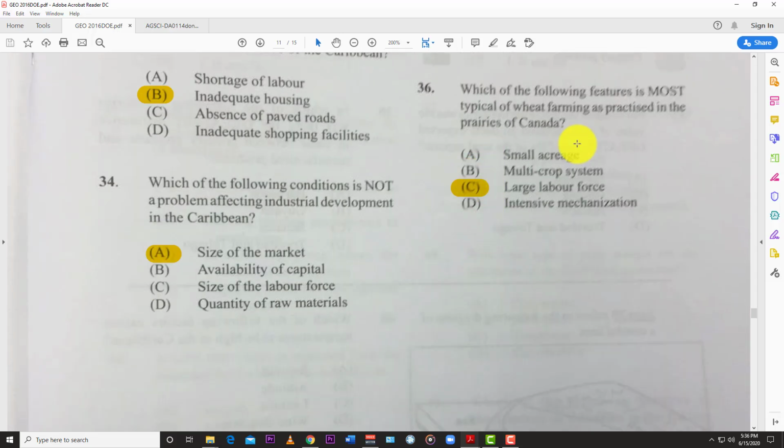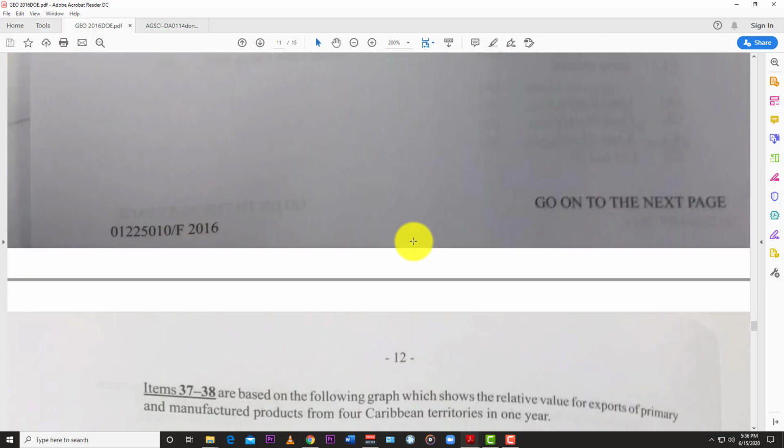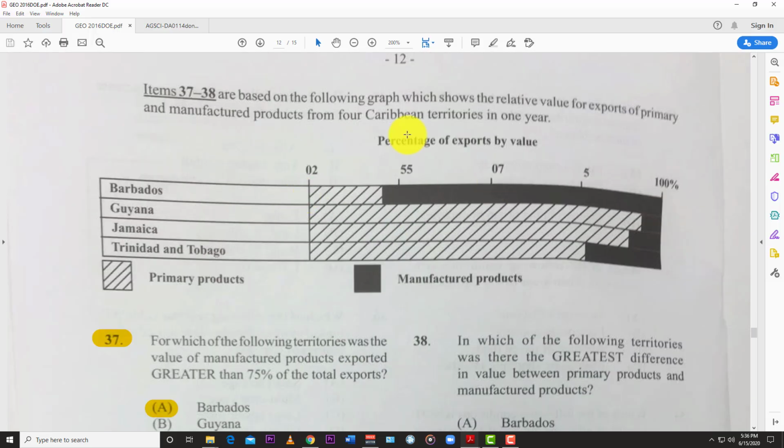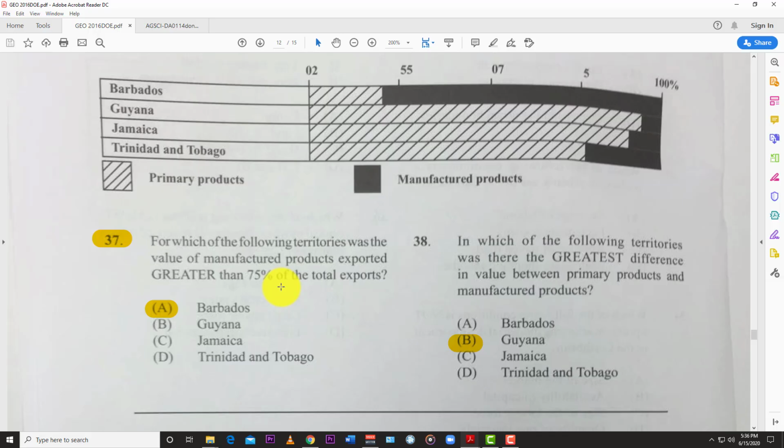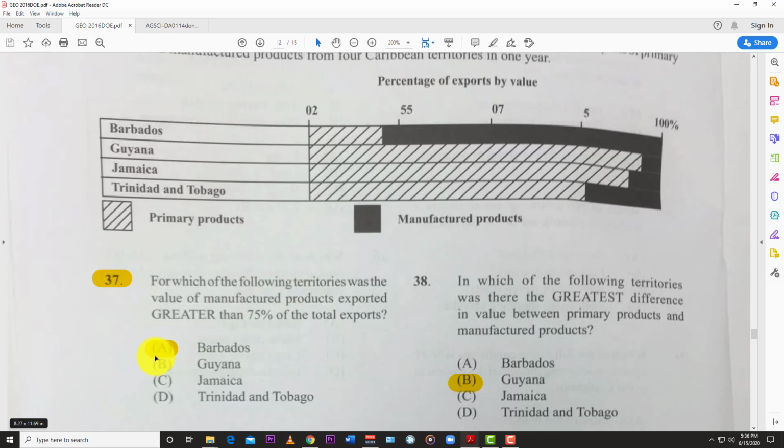36, which of the following features is most typical of wheat farming as practiced in the prairies of Canada? And the answer is C, large labor force, very labor intensive. 37, 38 refers to the following graph, which shows the relative value of exports of primary and manufactured products from 4 Caribbean territories in 1 year: Barbados, Guyana, Jamaica, Trinidad. Question 37, in which of the following territories was the value of manufactured products exported greater than 75% of total exports? And the answer is A, Barbados.